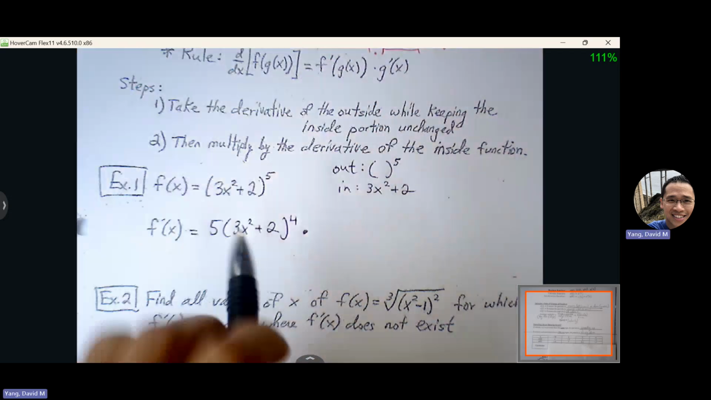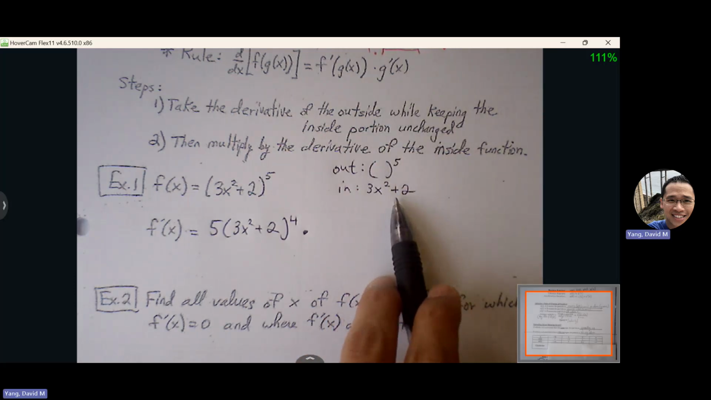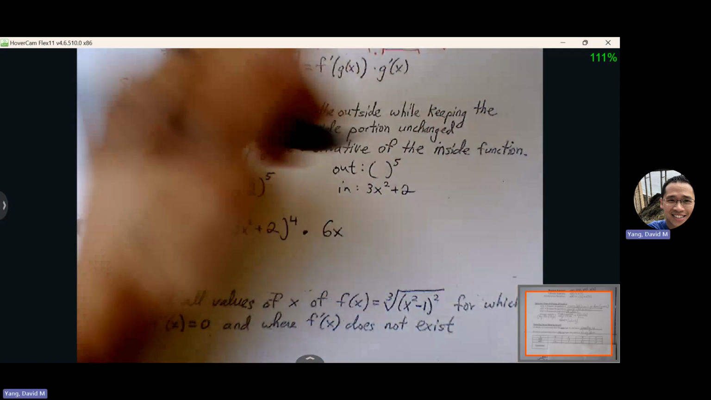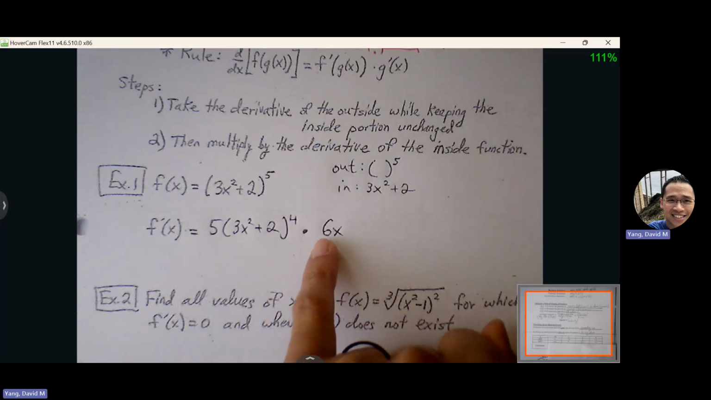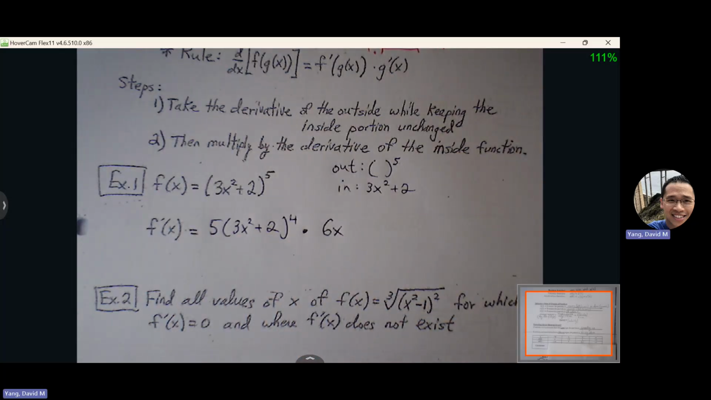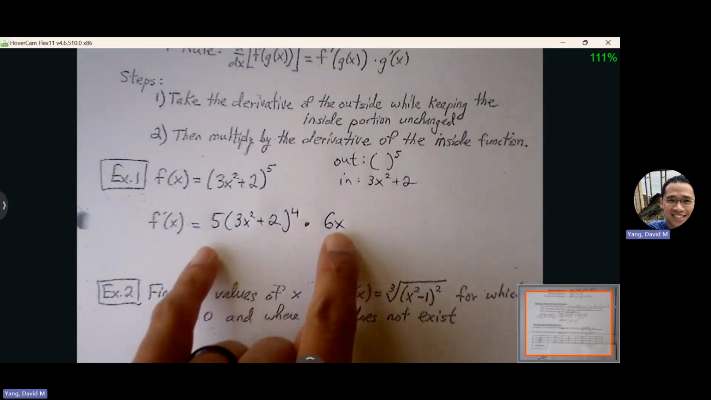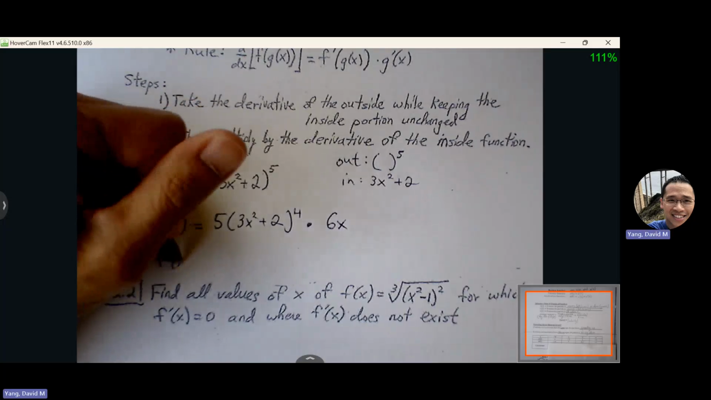Times, now we're ready to move on to the inside portion. And we can find the derivative of that. So 3x squared plus 2, what's the derivative of that? 6x. So there's my g prime. Here's my inside portion. Outside derivative times inside derivative. A lot more efficient than trying to expand all this out and then power rule and then put it back together. The only cleanup that I would do is I like to, if I see an easy way to merge the coefficients together, then I'll do that. But technically we're at the derivative.